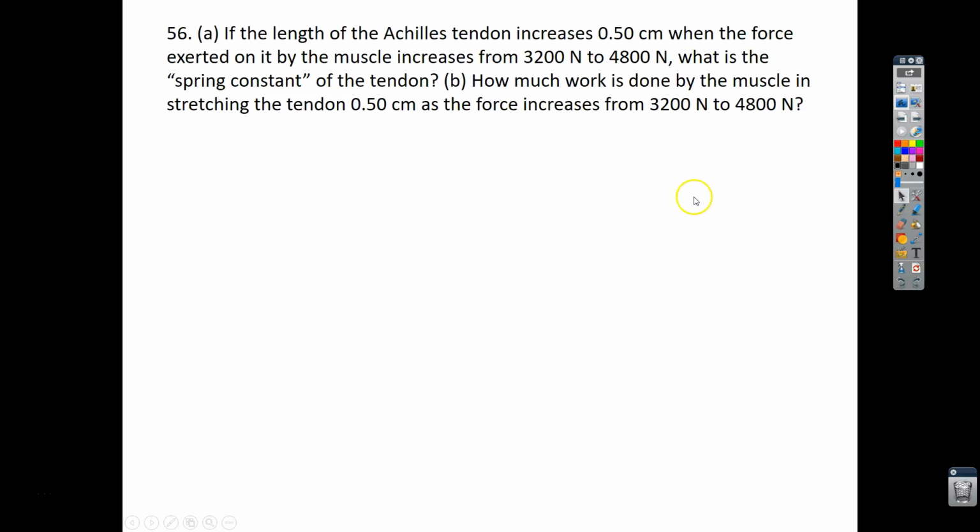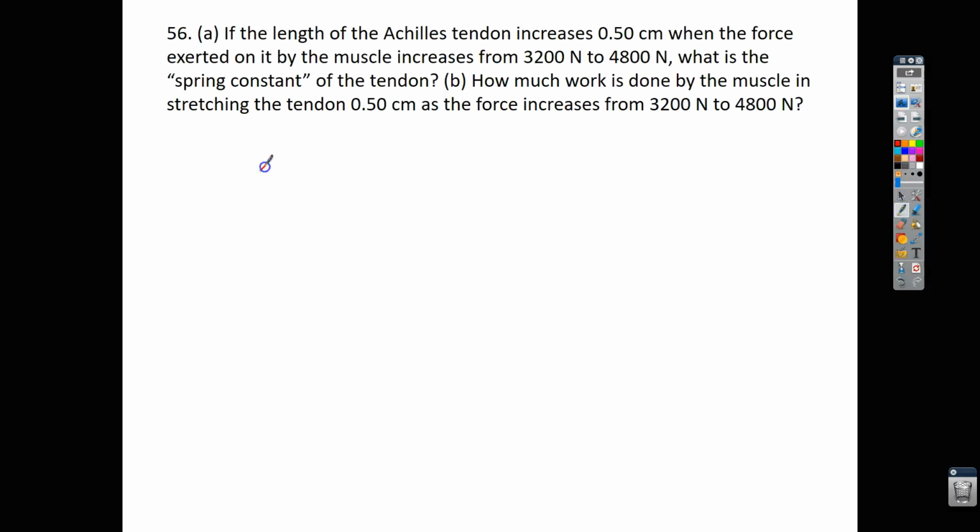For letter B, it says how much work is done by the muscle in stretching the tendon 0.5 centimeters as that force increases from 3,200 newtons to 4,800 newtons. So the first thing we need to do is figure out how much that tendon is already stretched with our original force of 3,200 newtons. So that's the first thing we're going to do.